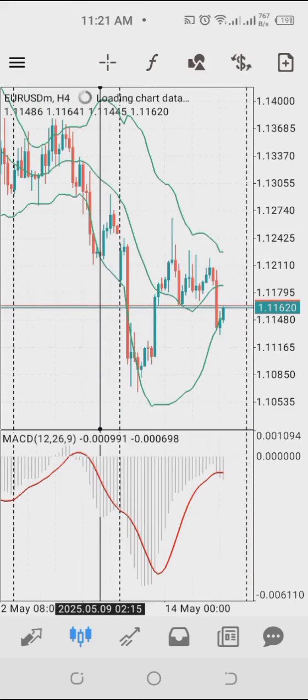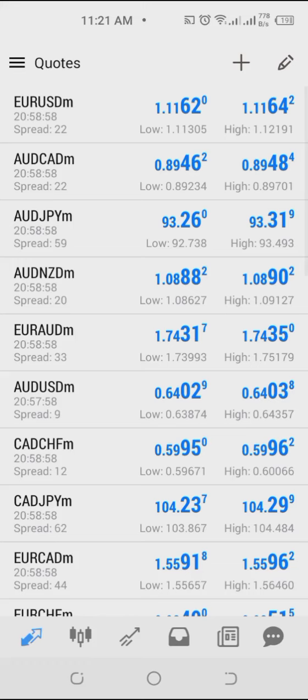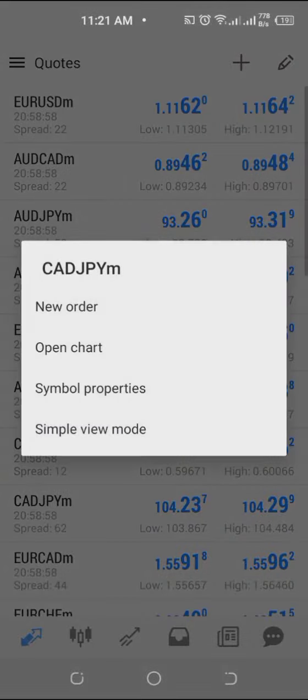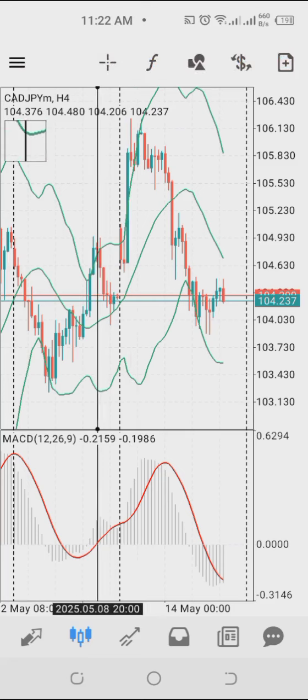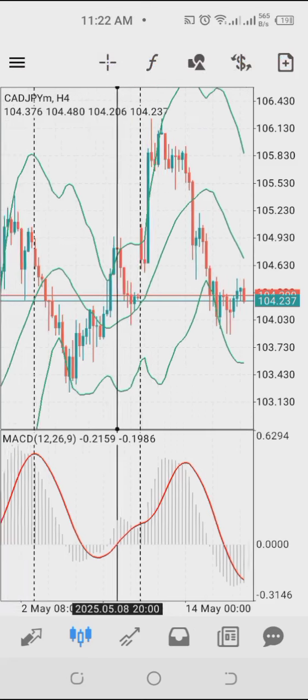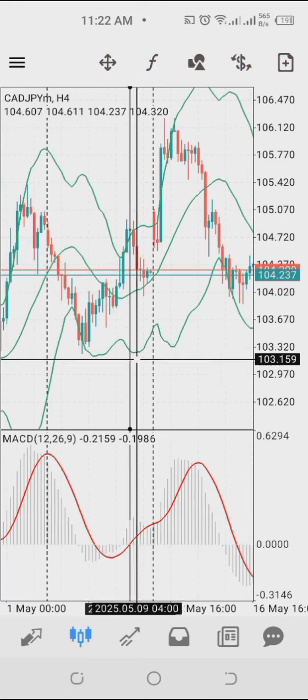Let's quickly look at a sell setup. For a sell setup, I'm going to check another pair. Let's see, CAD JPY. Yeah, I'm going to use CAD JPY. Now for CAD JPY, I want to get a sell setup. So what am I supposed to do? Okay, so look at this now. Like I said, the reverse is actually the case.